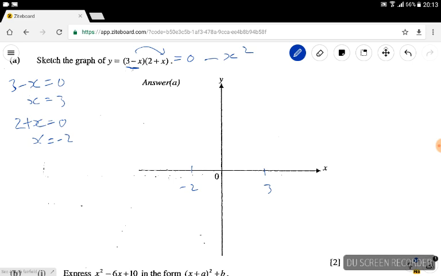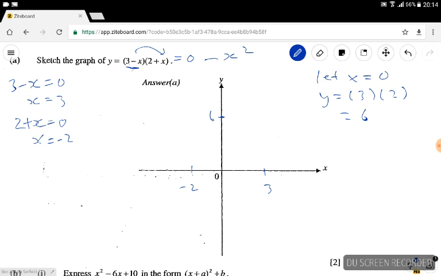Now then, there's another thing. Where does it cut the y-axis? How do I find where it cuts the y-axis? Let x equal to 0. Now if x equals 0, y equals 3 times 2, so equals to 6. So it cuts at 6 here.